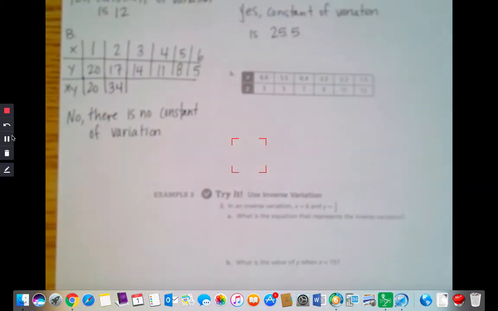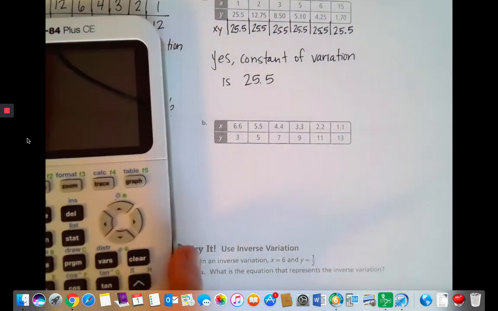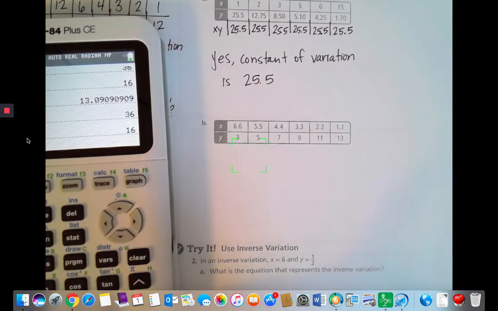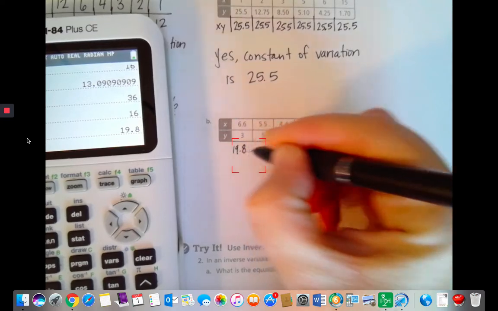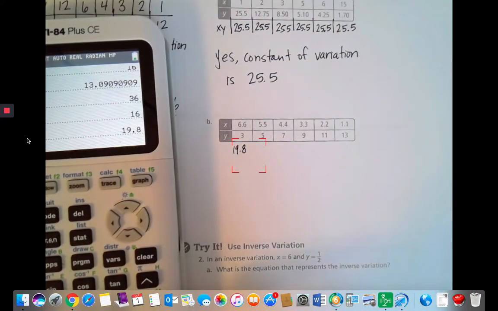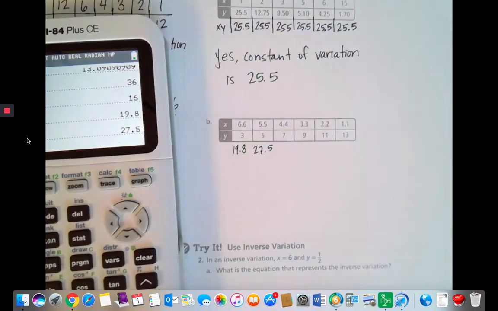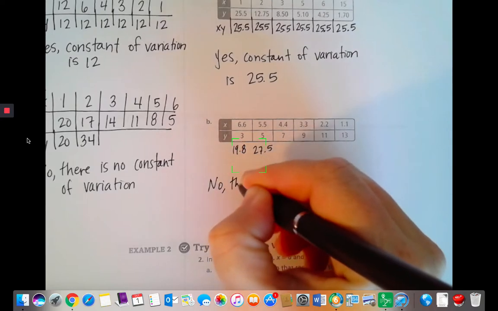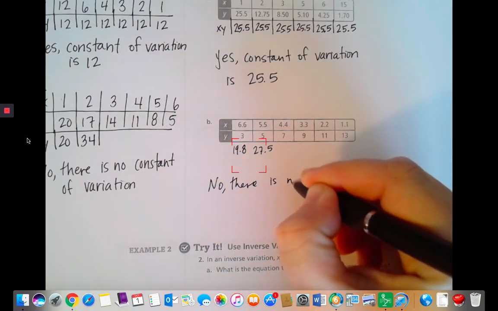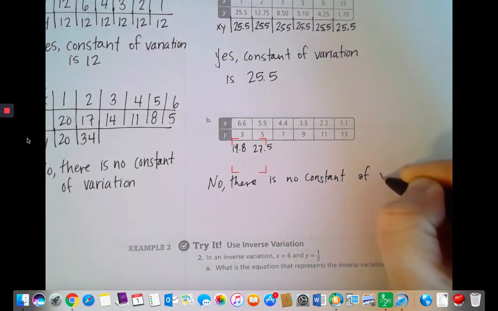Alright, so we were just looking at constant variation where we take x and multiply it by y. So we're going to do the same thing here for b. So I take 6.6 times 3, and I get 19.8. 5.5 times 5, I get 27.5. So is there truly any reason for me to keep going? No. So I'm going to write no, there is no constant of variation.